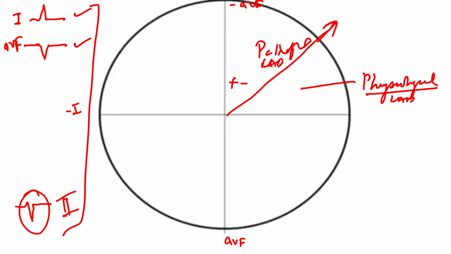Now we have to see whether it is physiological or pathological. For this we see lead 2. If the net direction of the QRS is positive, then we call it a physiological axis deviation. If the net direction of the QRS complexes in lead 2 is negative, we call it a pathological left axis deviation.